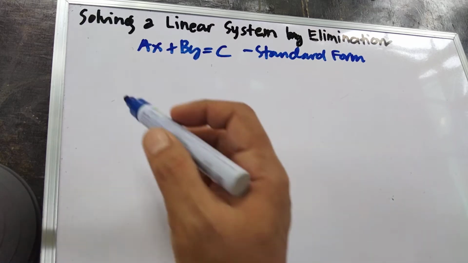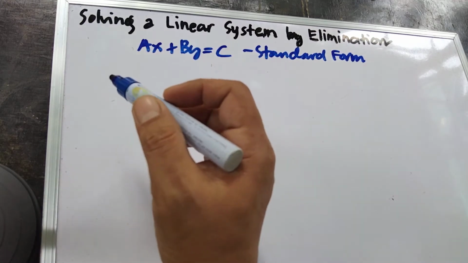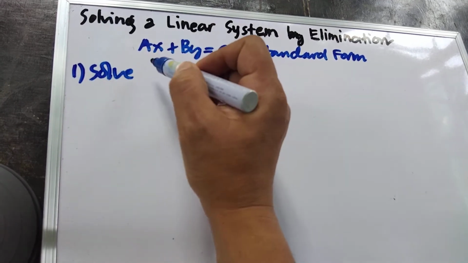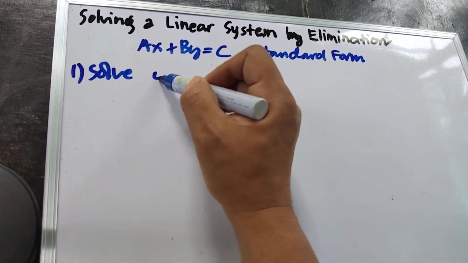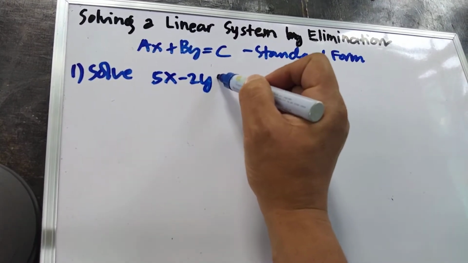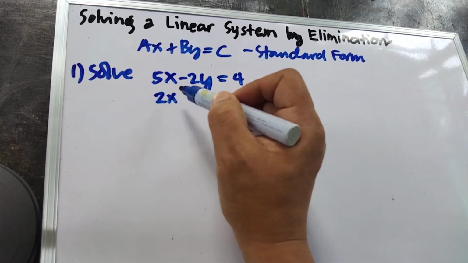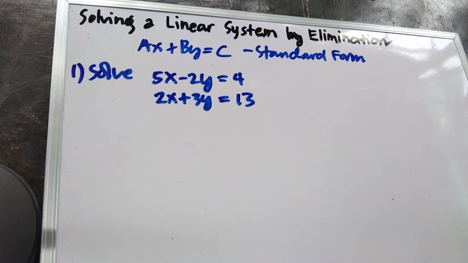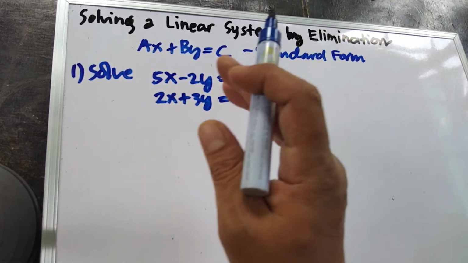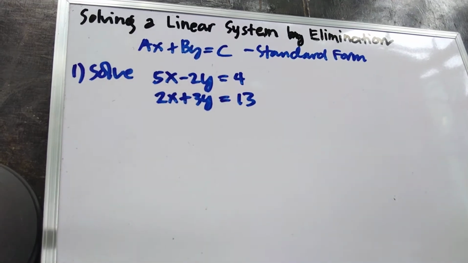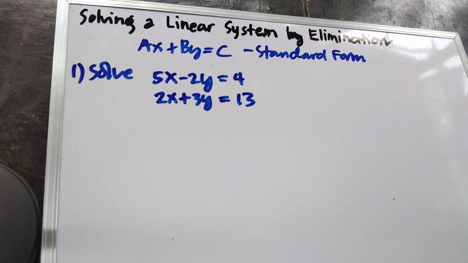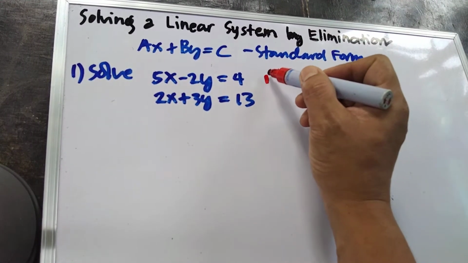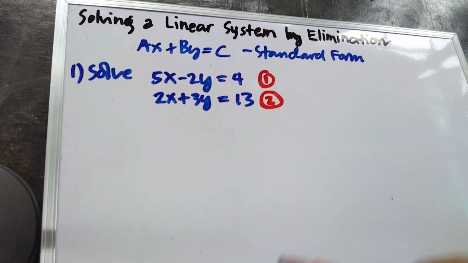Now suppose, let us try example 1. Solve 5x minus 2y is equal to 4, and 2x plus 3y is equal to 13. It is very clear that the two equations are already written in standard form, correct? Because the constant is on the right side of the equation. So, this would be our equation 1, and this would be our equation 2.